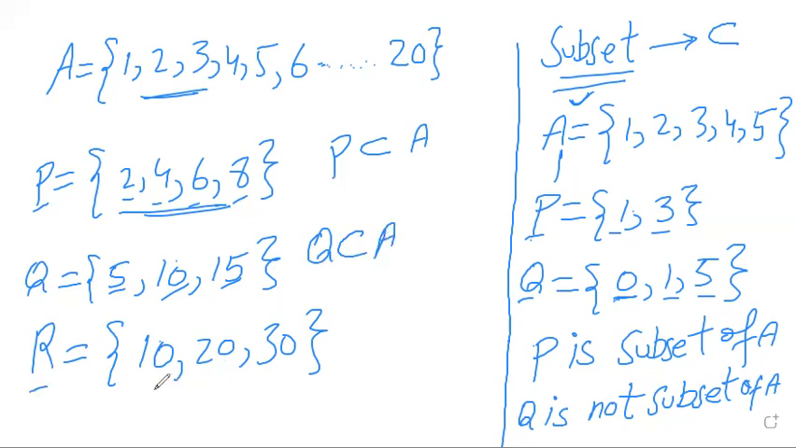What about R? 10, yes, 10 is in A. 20, yes, 20 is in A. 30 is not. If a single element is not there, then you will say it is not present. So you will say R is not a subset. This is the symbol for subset, and if you put a line through it, it says is not a subset. Okay, so R is not a subset of A. Understood that one?